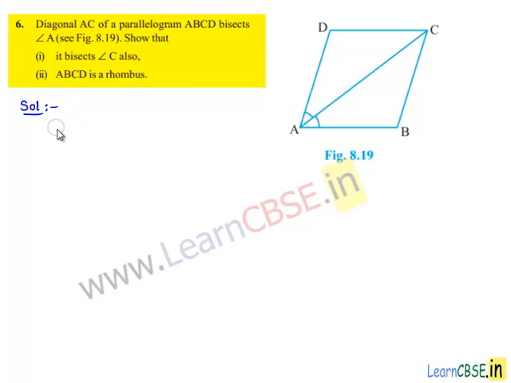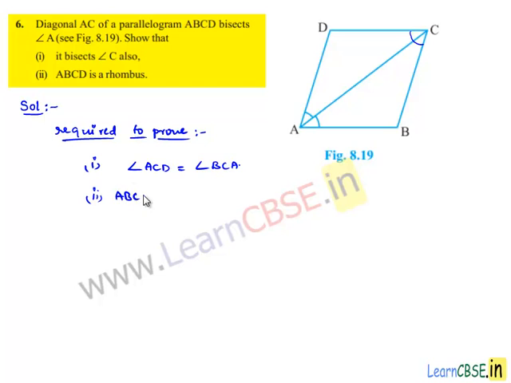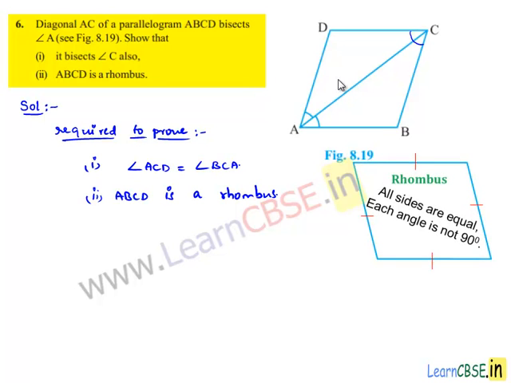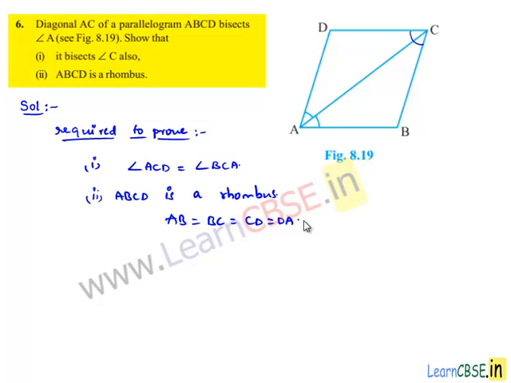Now we are required to prove from the above figure details that AC bisects angle C. That means we need to prove that angle ACD is equal to angle BCA, and second thing, ABCD is a rhombus. In order to prove that the given parallelogram is a rhombus, we need to prove that all the sides of the parallelogram are equal. That is AB is equal to BC is equal to CD is equal to DA. So let us move on to the proof.